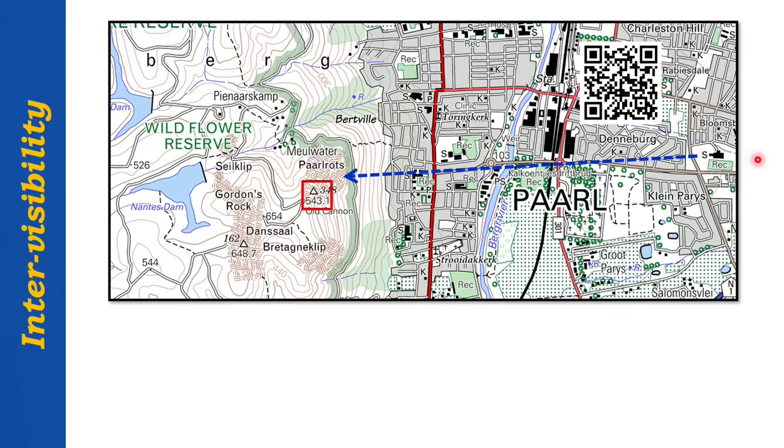So let me just show you. There's the school. That building is the school building. That shows me the school. And this is Paul Rock. You can see there in Afrikaans is written Parel Rots. Okay, and there's the top of Paul Rock.